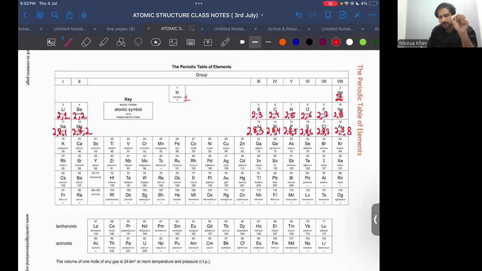2,8,8. It means argon atom has 2 electrons in its first shell, 8 electrons in its second shell, and 8 more electrons in its third shell. The third shell is the last shell of the argon atom, which is also known as the outermost shell or the valence shell.